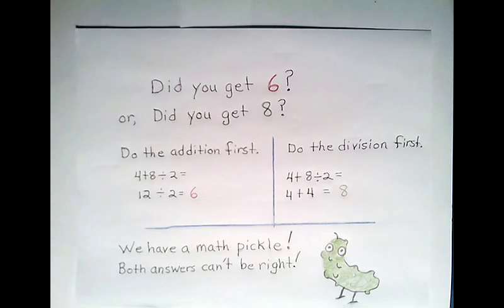If we do the addition first, 4 plus 8, and then divide by 2, we would have 12 divided by 2, and that would equal 6. If we do the division first, 8 divided by 2, that would be 4 plus 4, and that would equal 8. We have a math pickle. Both answers can't be right.